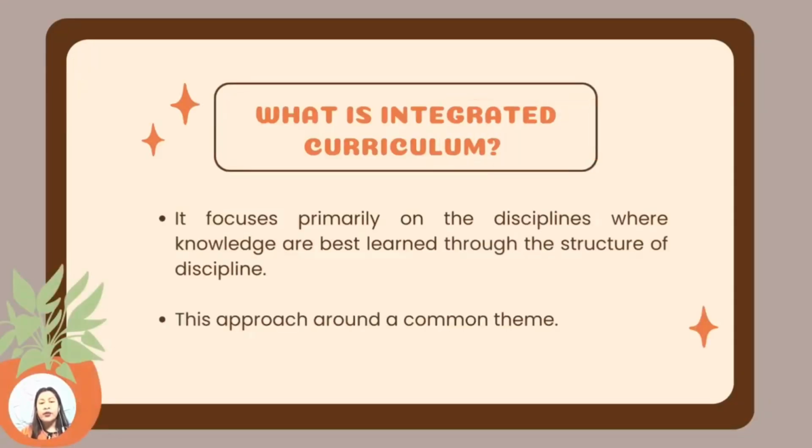What is integrated curriculum? It focuses primarily on the disciplines where knowledge is best learned through the structure of the discipline. This approach is organized around a common theme. Literacy across the curriculum means that students are learning literacy skills while learning other content areas such as math, science, social studies, art, music, and etc. Literacy skills are all the skills needed for reading and writing. Our literacy skills are vocabulary, spelling, and comprehension.